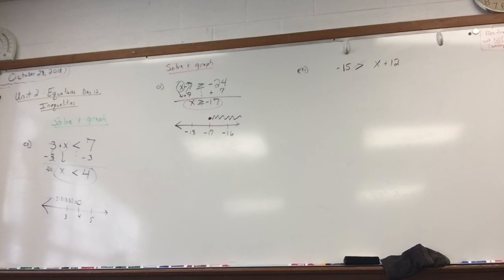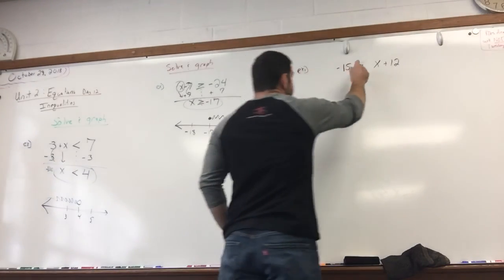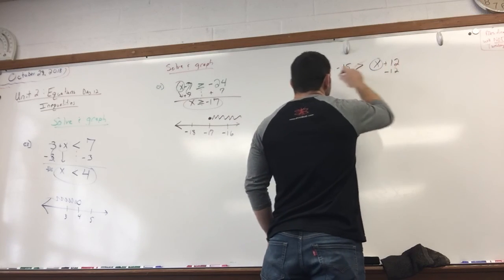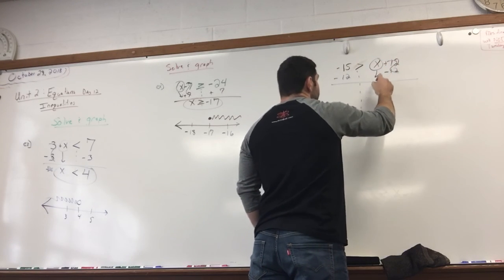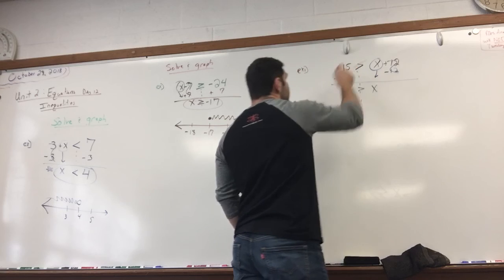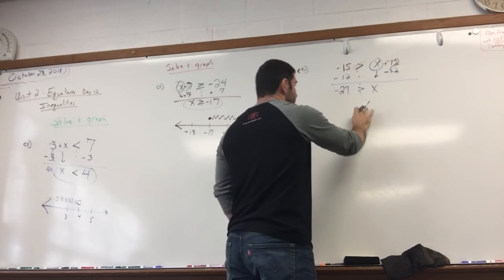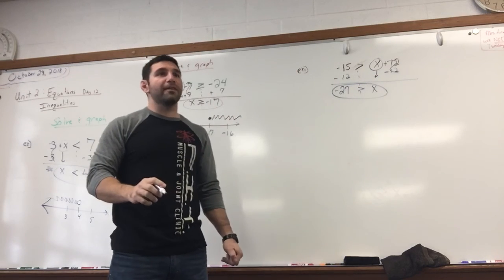Okay, here we go. So last one. We are going to do our balance point. We're going to try to get x by itself, which means we subtract 12 from both sides. Positive 12, negative 12, additive inverse gives me just x. Same signs, we add them, we keep the sign. Is this my answer? Absolutely. Is that going to help me graph?